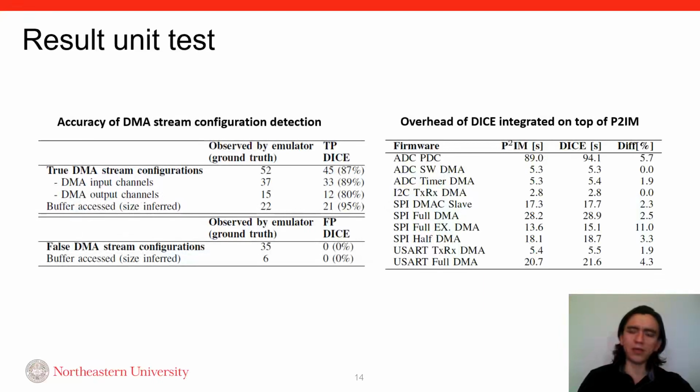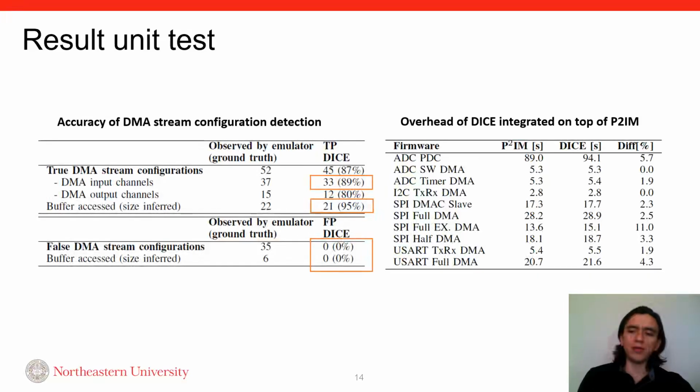DICE is highly accurate. It identifies 89% of the DMA input channels, and in 95% of the cases, the DMA buffer size was inferred correctly. In all the test cases, DICE presents no false positives. We observe that the missed DMA channels are either caused by limitations of the heuristic or because the firmware analyzer did not execute the DMA-related code.